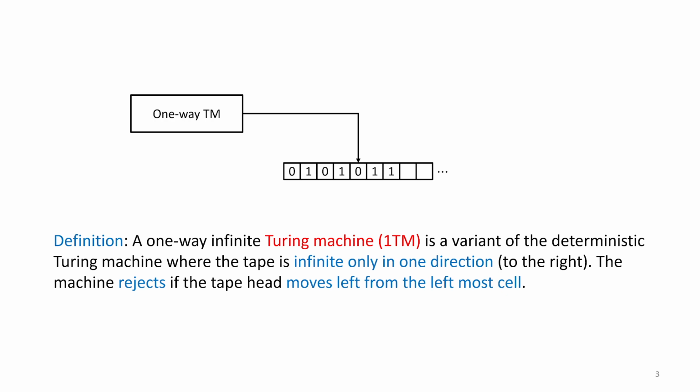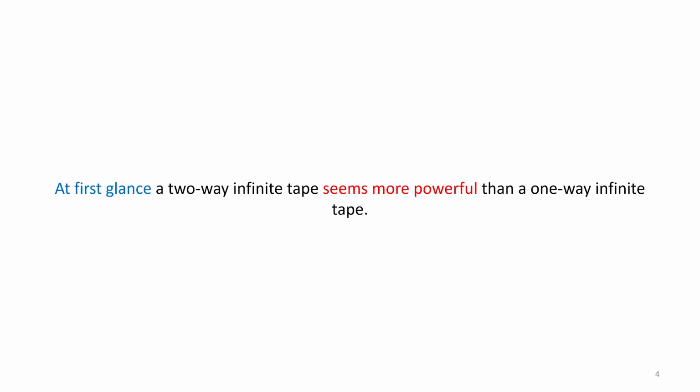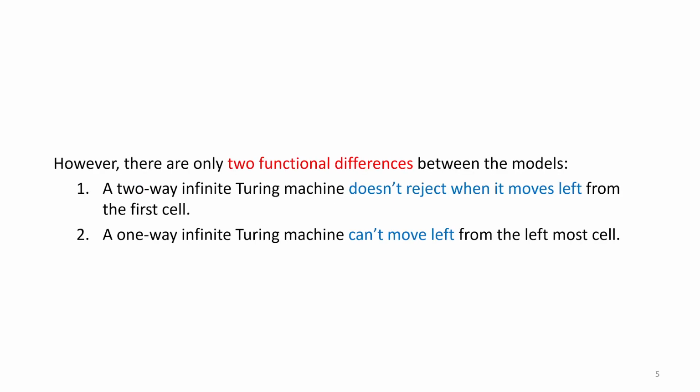So this is a different kind of Turing machine than a 2TM, certainly. At first glance, we might think that a two-way infinite machine seems more powerful because it seems to have more cells, but that's not exactly accurate. It actually has the same number of cells, infinite cells, but there seem to be two degrees of freedom. We can go to the left and the right instead of just the right. Maybe that's beneficial to us in some way.